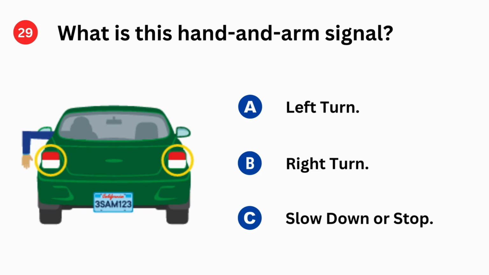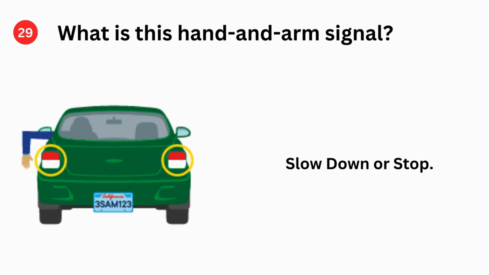What is this hand and arm signal? A, left turn. B, right turn. C, slow down or stop. Correct. It is the slow down or stop sign.